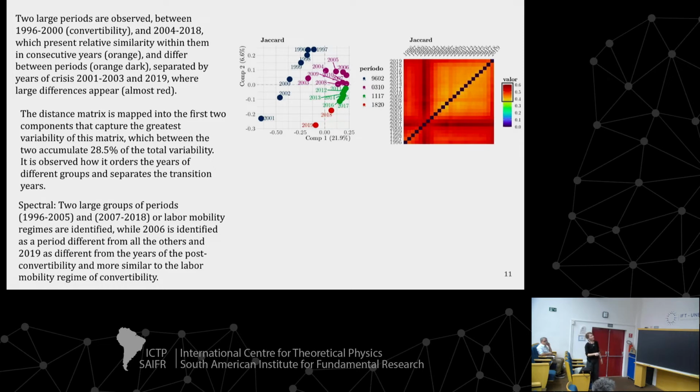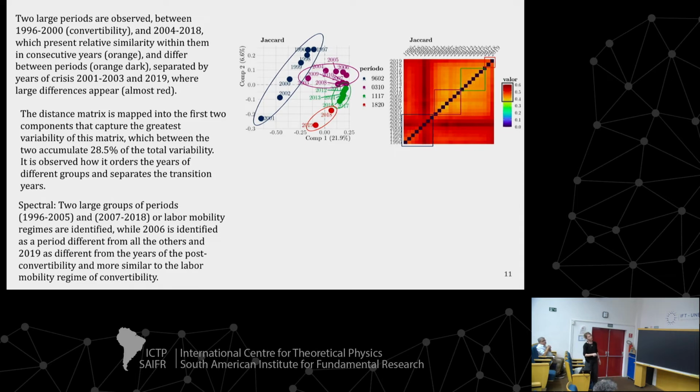And then here, what I plot are the results: the distance matrix is mapped into the first two components of this PCA analysis, okay? So I try to show it. These first two components capture the greatest variability of this matrix, and between these two components, they accumulate almost 28% of the total variability. And so what do I observe here?